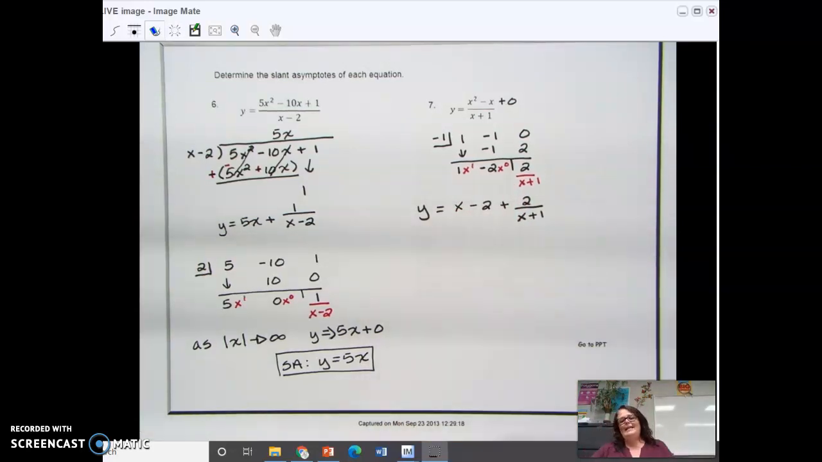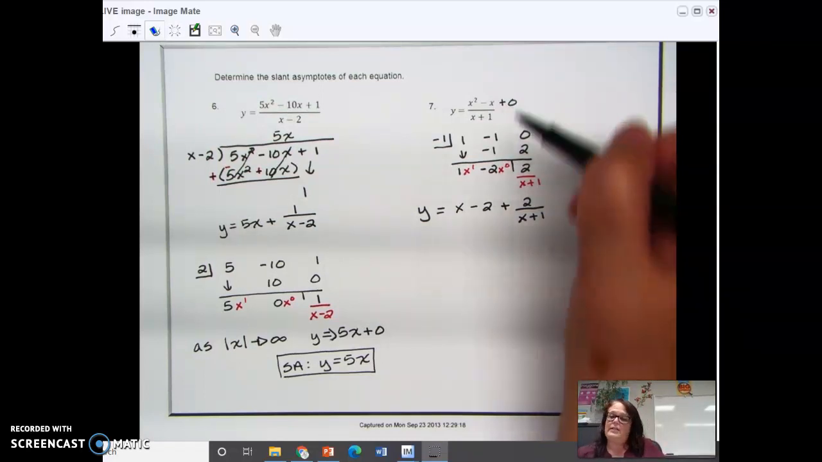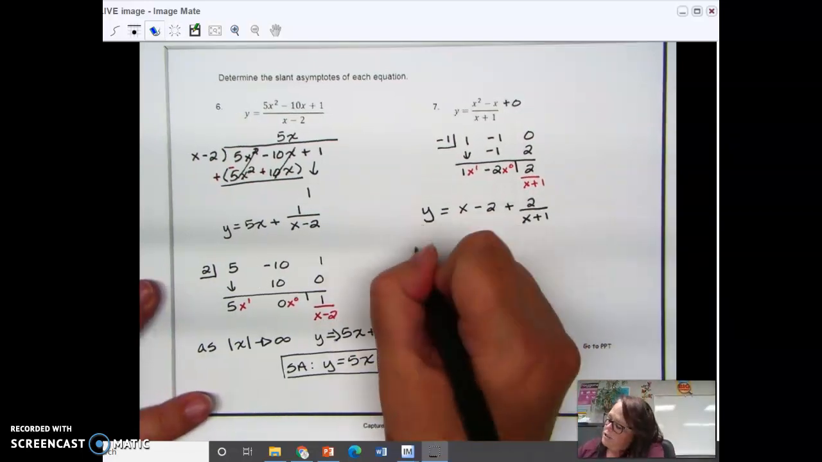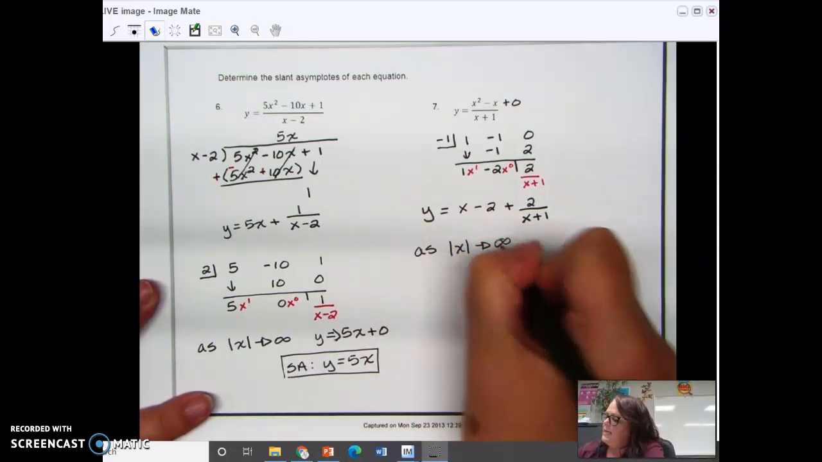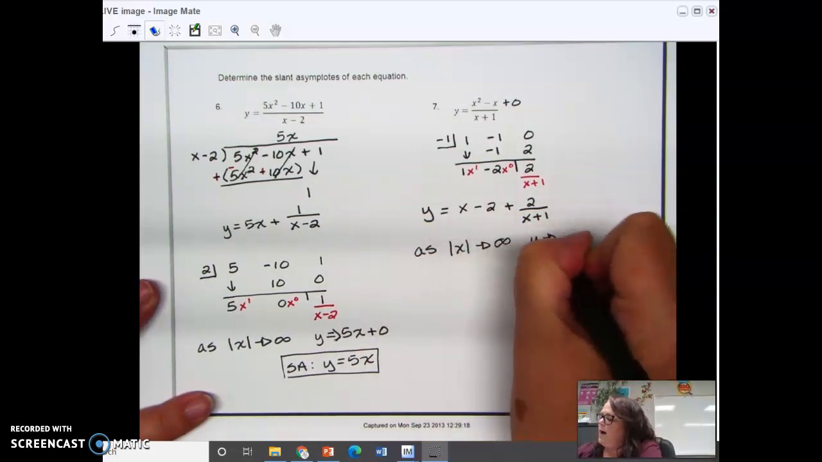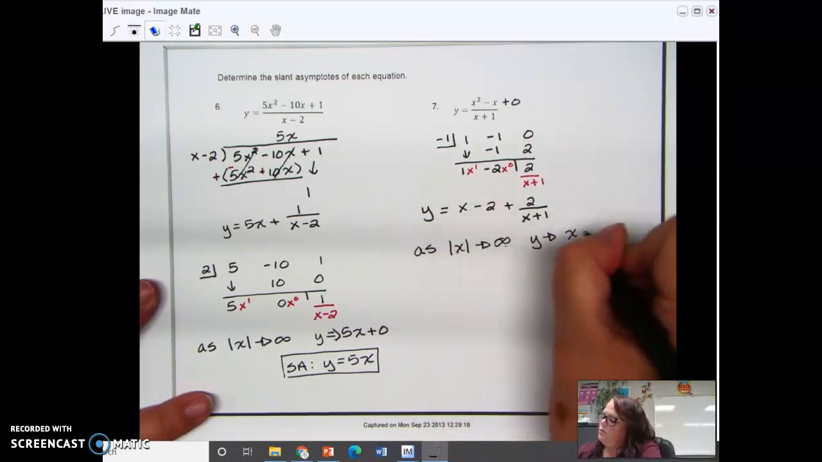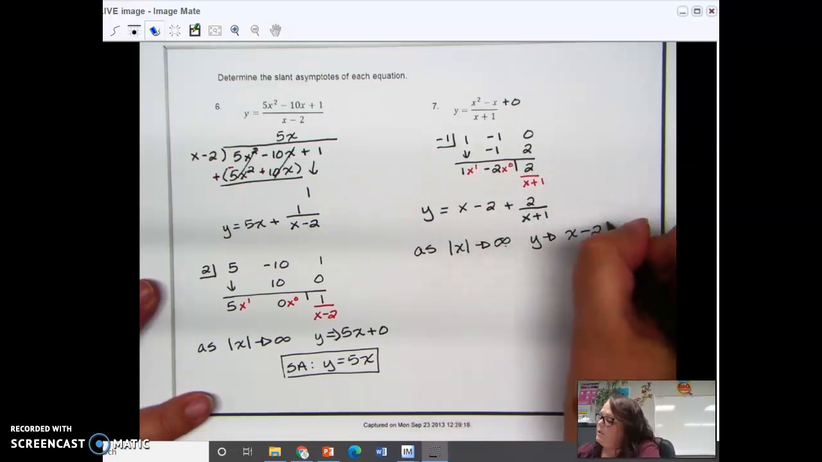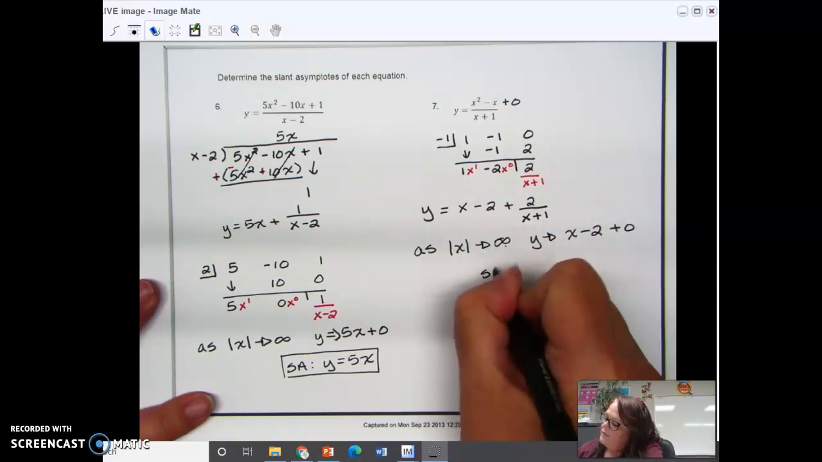So this isn't anything different. This would be called the improper version of the fraction, and this is called the mixed number of the fraction. So this is still the graph itself. My question to you is, as the absolute value of x goes to infinity, what is happening to everything? So x is still going to go to infinity. Negative 2 is going to stay negative 2, but this fraction is going to become 0 as x gets really, really large. So that means that I have a slant asymptote.